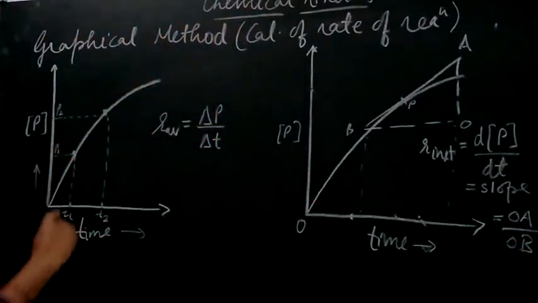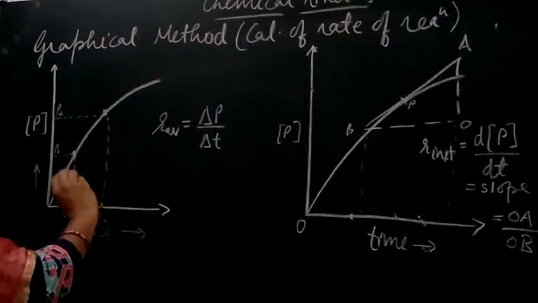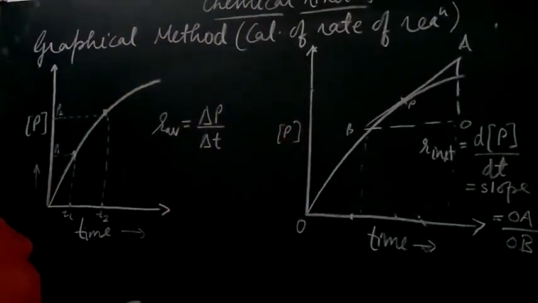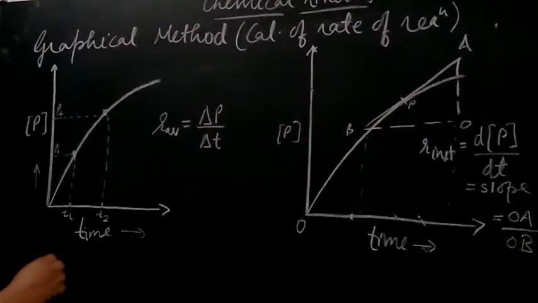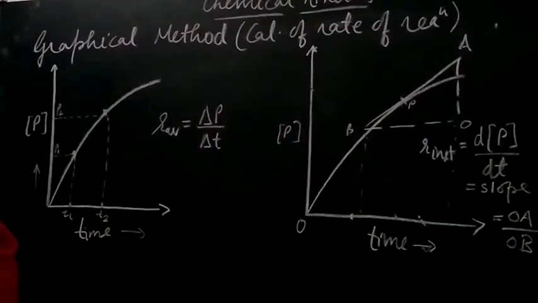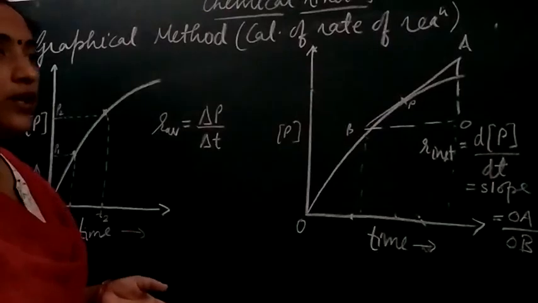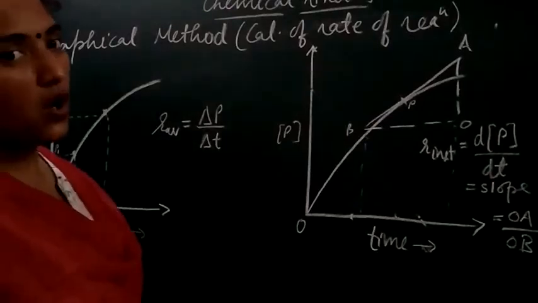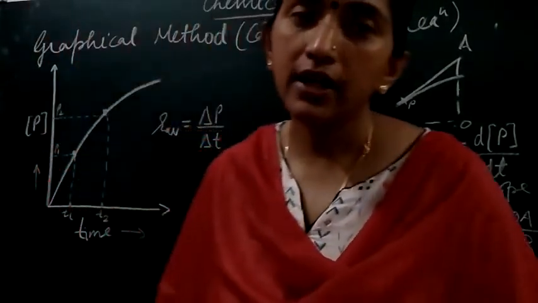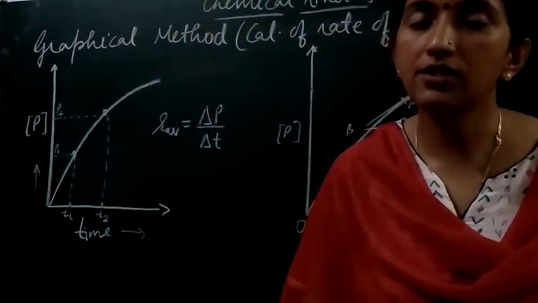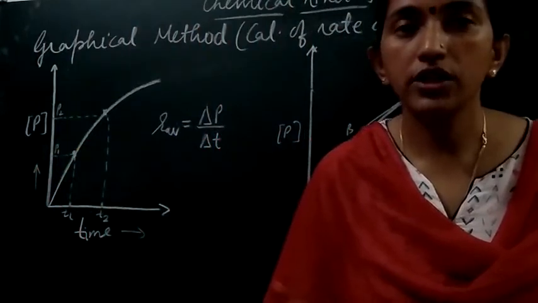Now one more thing: if you watch the pattern of the graph very carefully, the graph is not linear, right? That means the rate of the reaction constantly changes with time. So the graph we get for the rate of the reaction, whether in terms of product or in terms of reactant, is always non-linear. That shows that the rate of the reaction will change with the change in time.